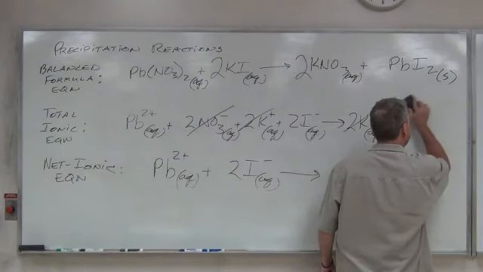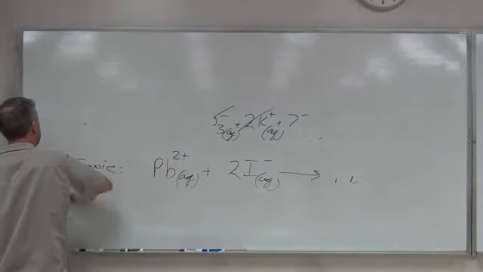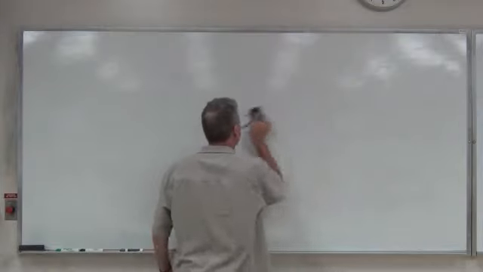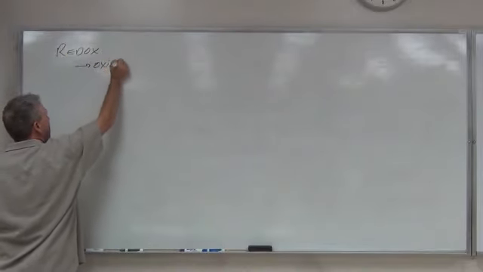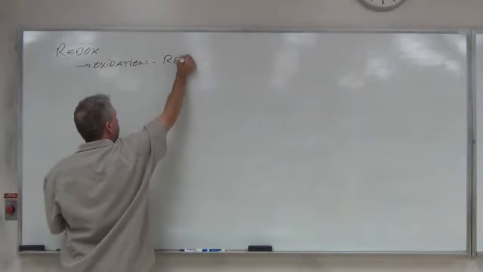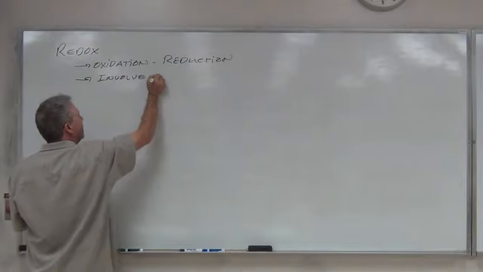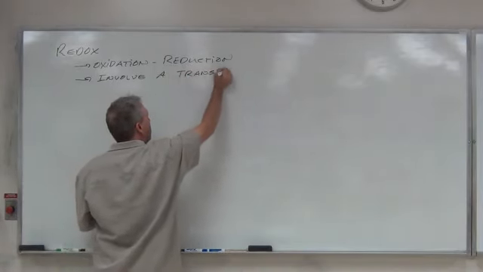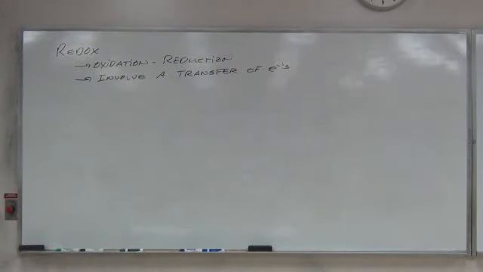Okay, let's look at a subclass of our single replacement reaction. These are called redox reactions. Redox is short for oxidation reduction. These reactions involve or are characterized by transfer of electrons. And if we're transferring electrons around, what are we making? Ions, right? We're changing oxidation states.